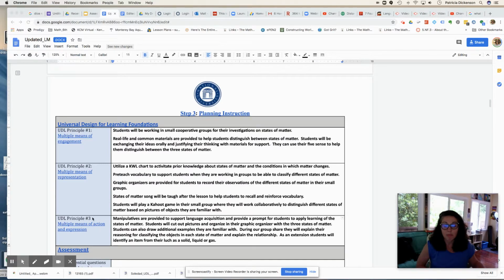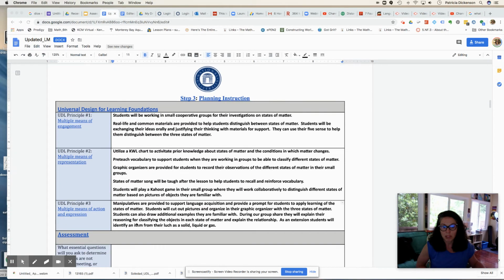Down to UDL principle number 3, multiple means of action and expression. So this particular principle also helps students in terms of their language acquisition and how they can show me what they know. I've already talked about the manipulatives that I'm providing, and this is going to help with language acquisition and provide a prompt for helping them to apply what they're learning in a real life context.